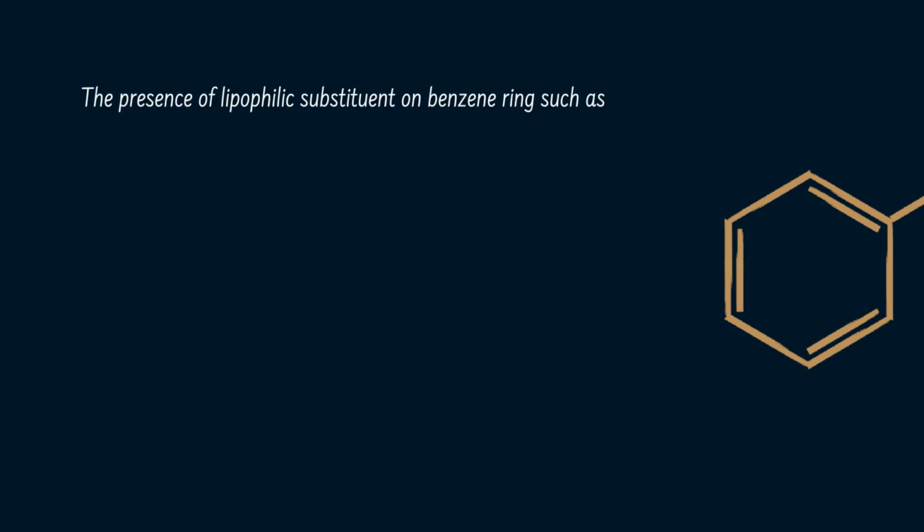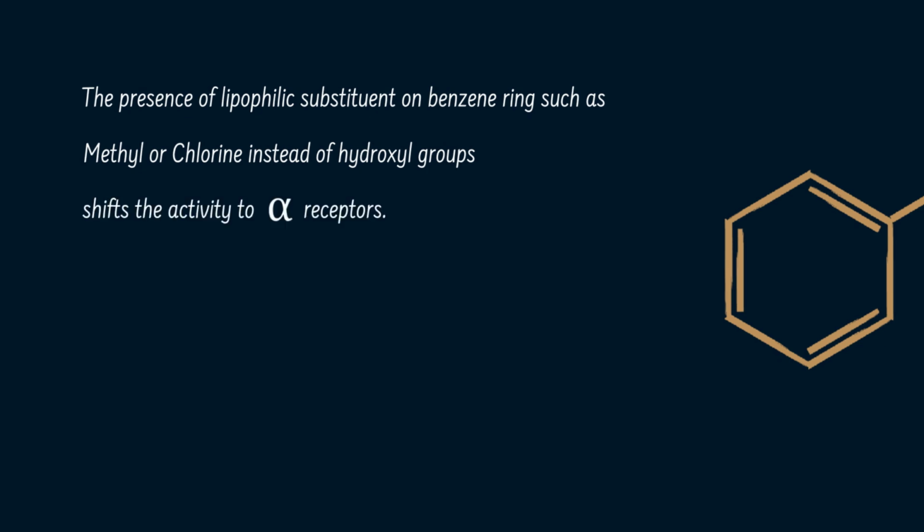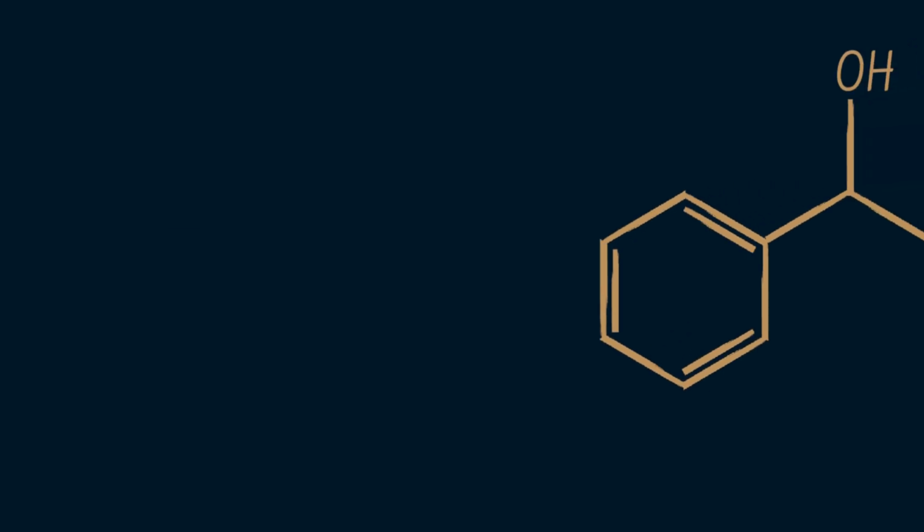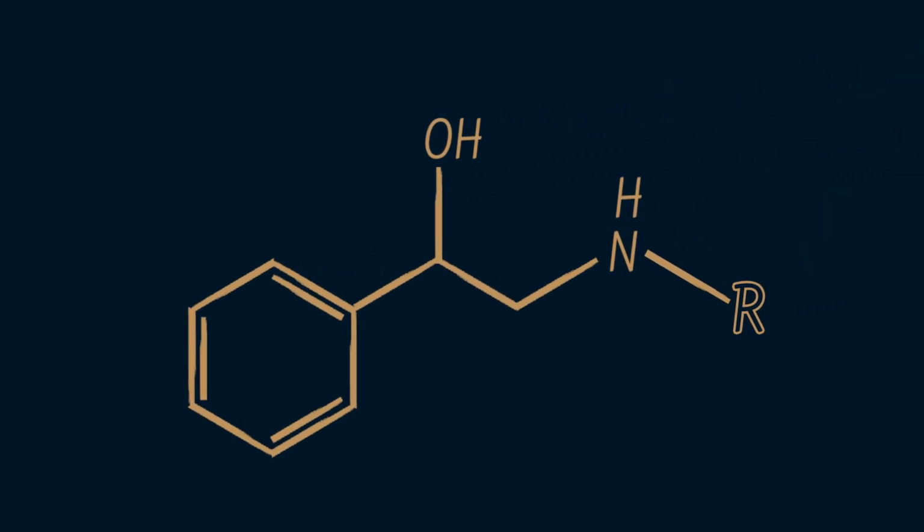Final issue regarding phenyl group, the presence of lipophilic substituent on benzene ring such as methyl or chlorine instead of hydroxyl groups shifts the activity to alpha receptors. This will be discussed in more detail at a future opportunity. Next, let's look at the carbon bridge, which is the 2-carbon chain between the phenyl ring and the amino group.